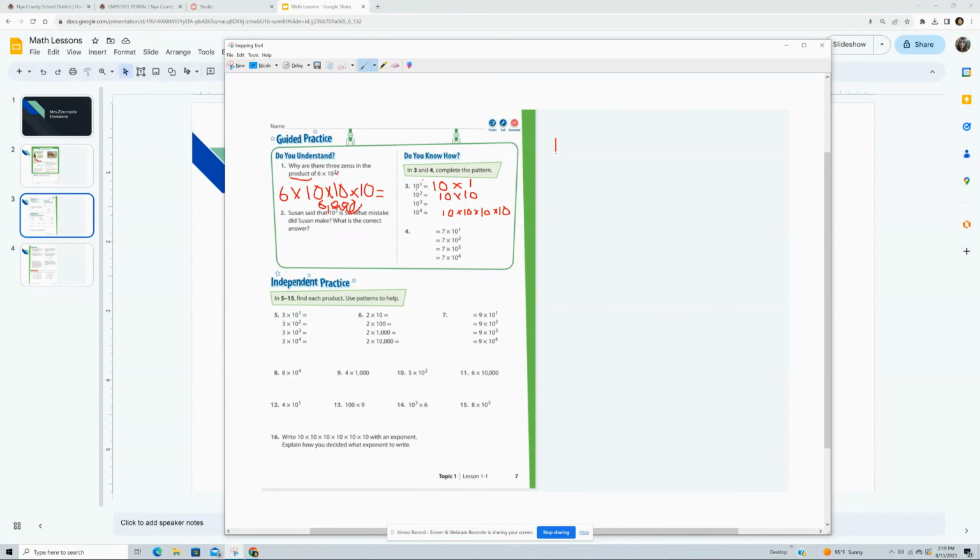So 10 times 1 is 10. 10 times 10 is 100. I skipped that third. And this one, we're just going to add our zeros. How many? 1, 2, 3, 4. Move over 3, and we have 10,000.